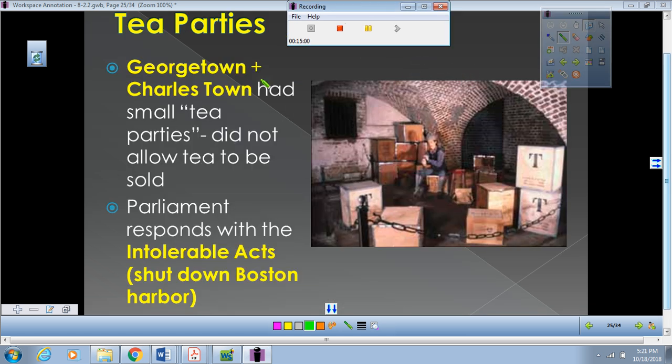Now, lesser known was that Georgetown and Charlestown also had small tea parties. So, a lot of the protests in South Carolina were to the Tea Act. The Stamp Act and Tea Act were the two main acts that were protested in the Carolinas. And evidence of this was through the tea parties that were held in Charlestown and Georgetown, where they threw tea off the ship there too. Quite an organized effort, being that Boston is almost 500 miles away. And they also did not allow tea to be sold.